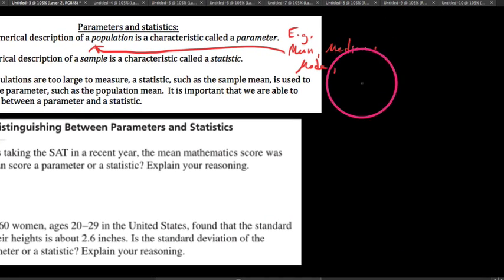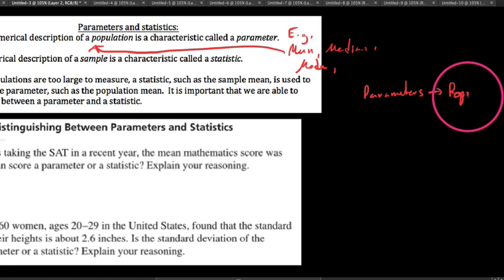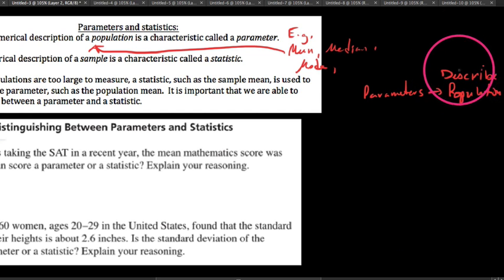So parameters, we're going to write a little key here. Parameters, basically you're going to associate this with the word population, and they describe a population. So a mean, median, or mode, as long as you're talking about everybody, we'll just call it a parameter.